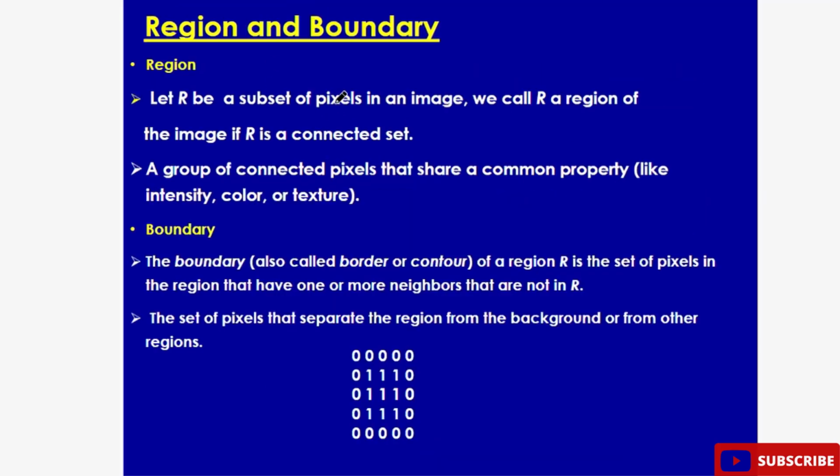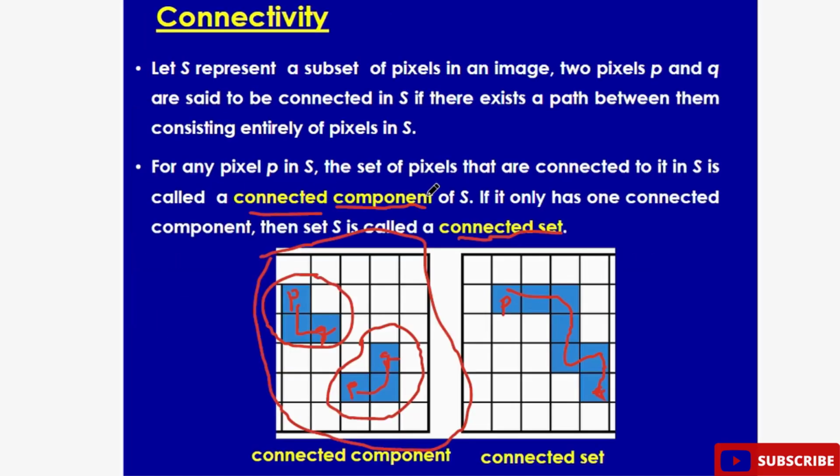Now we'll move to the region and boundary. What is meant by region? Let R be a subset of pixels in an image. We call R a region of the image if R is a connected set. Simply, R is a connected set. See this total connected set, it's a region. This image consists of a region. This image is having one region.